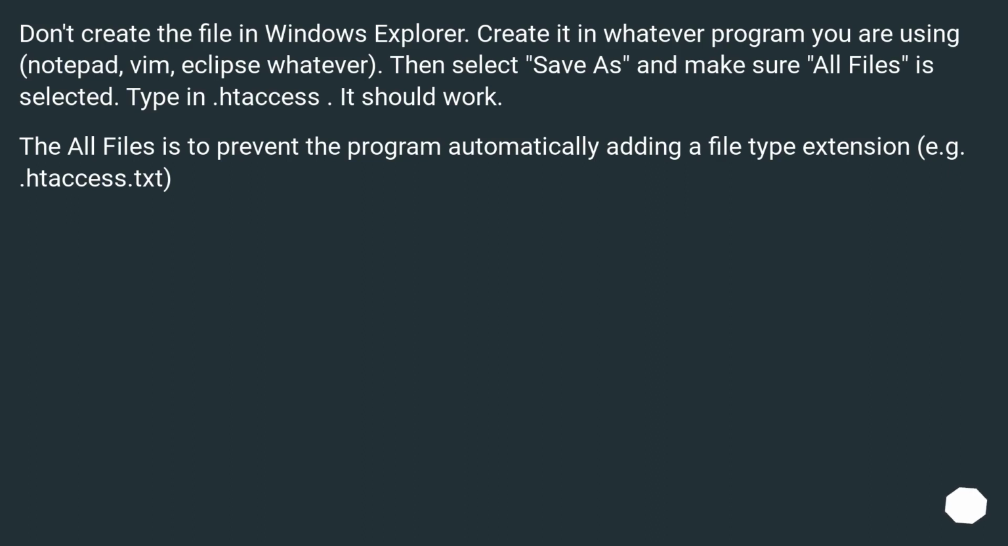Don't create the file in Windows Explorer. Create it in whatever program you are using, Notepad, Vim, Eclipse, whatever. Then select Save As and make sure All Files is selected. Type in .htaccess. It should work. The All Files option is to prevent the program automatically adding a file type extension, for example, .htaccess.txt.